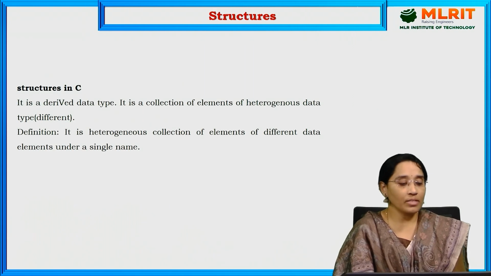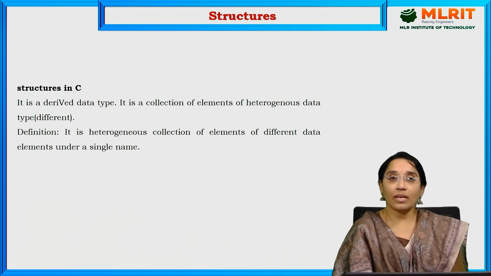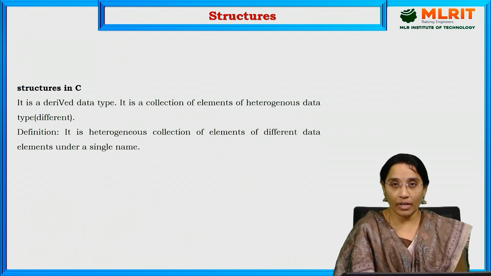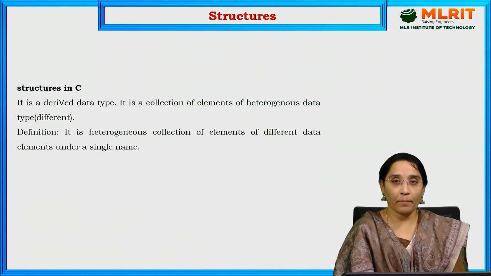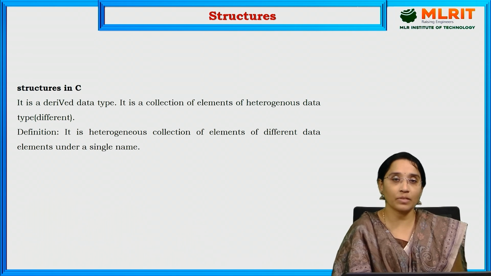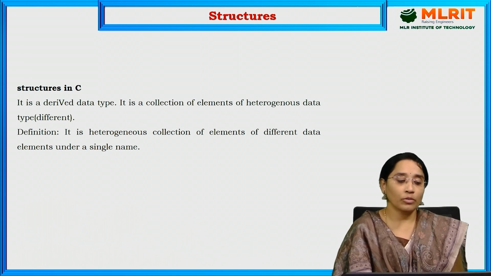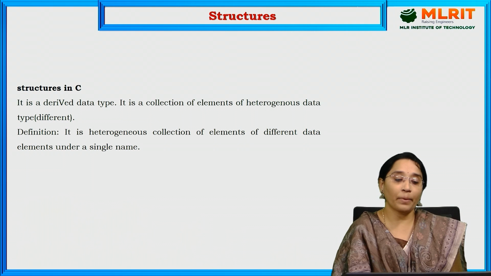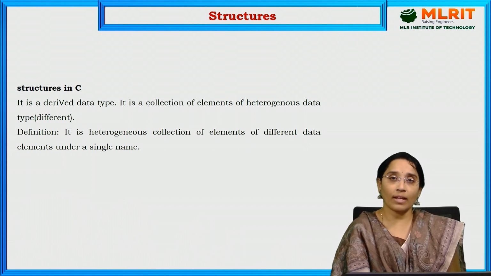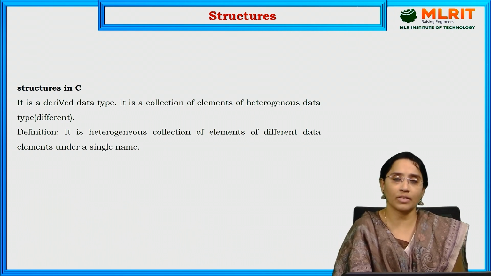So, structures in C, it's a derived data type. As we have discussed the concept of data types, I have told you that data types are classified into three types: primary data types, derived data types, and user defined data types. So structure is a derived data type and it is a collection of elements of heterogeneous data. So what is a collection of elements of heterogeneous data? Suppose consider an array.